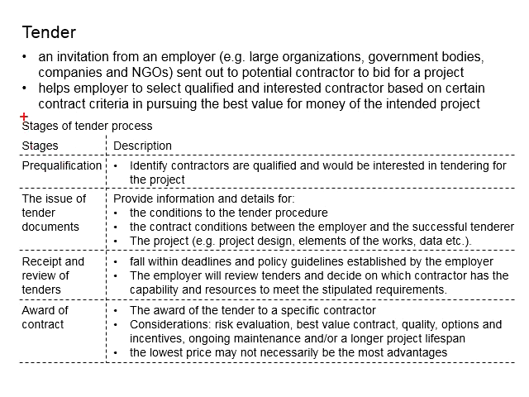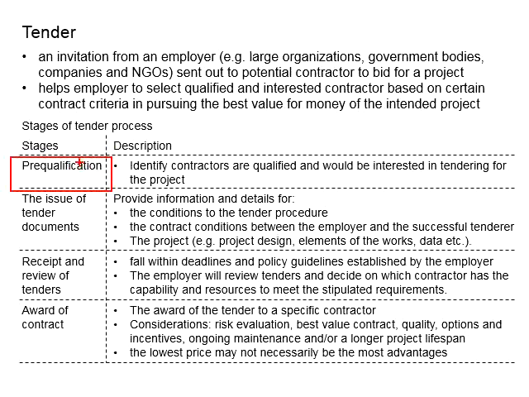Now let us look at the stages of the tender process. In general, there are four main stages. These include pre-qualifications, the issue of tender documents, receive and review the tenders, and award of the contract. Let us look into these stages one by one.